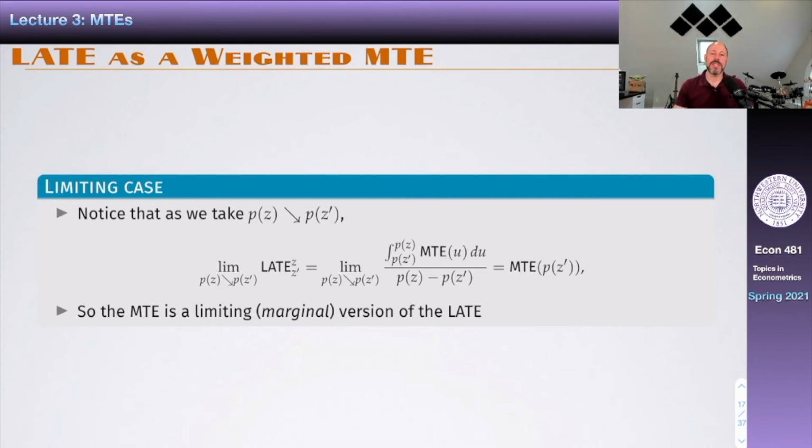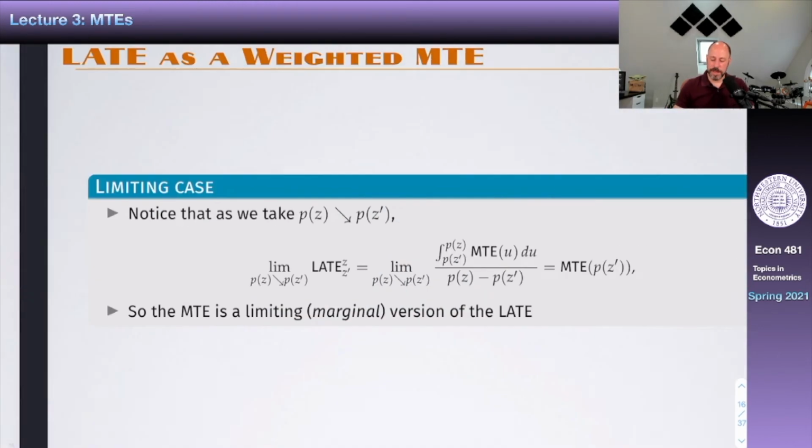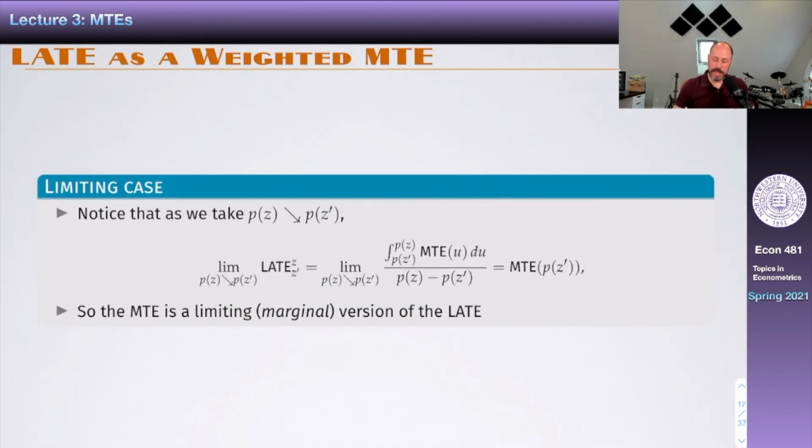Something interesting is the limiting case. Here we have this thing. What happens if this area where I wrote compliers, you shrink it? I'm moving my fingers and you don't see my fingers. But if you get these two points close to each other, imagine a situation where P(Z') gets closer and closer to P(Z). And so you just have a smaller set of compliers. Well, you can model that by taking a limit.